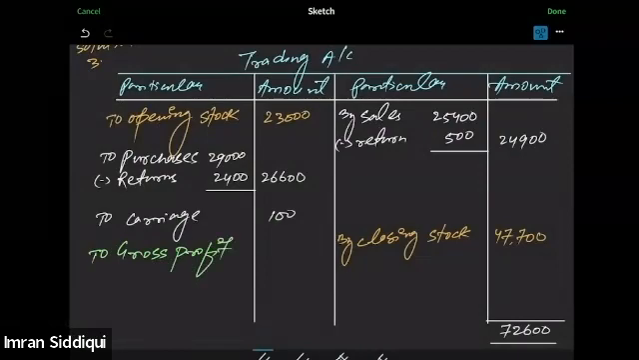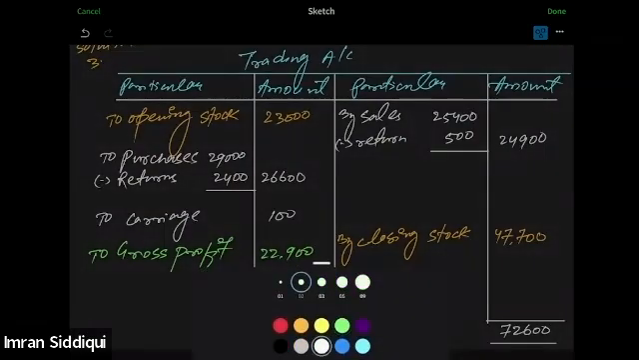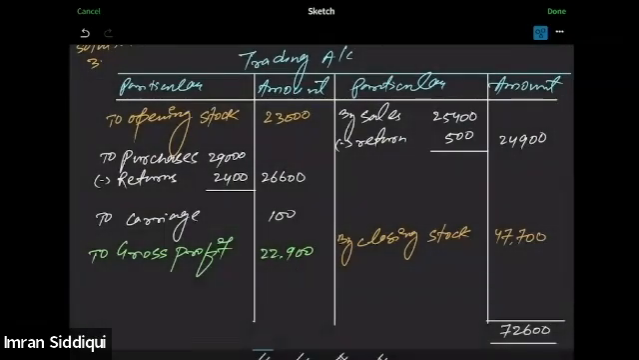Gross profit 22,900. And now we will close this account by totaling the debit side of the account as well, which is 72,600.